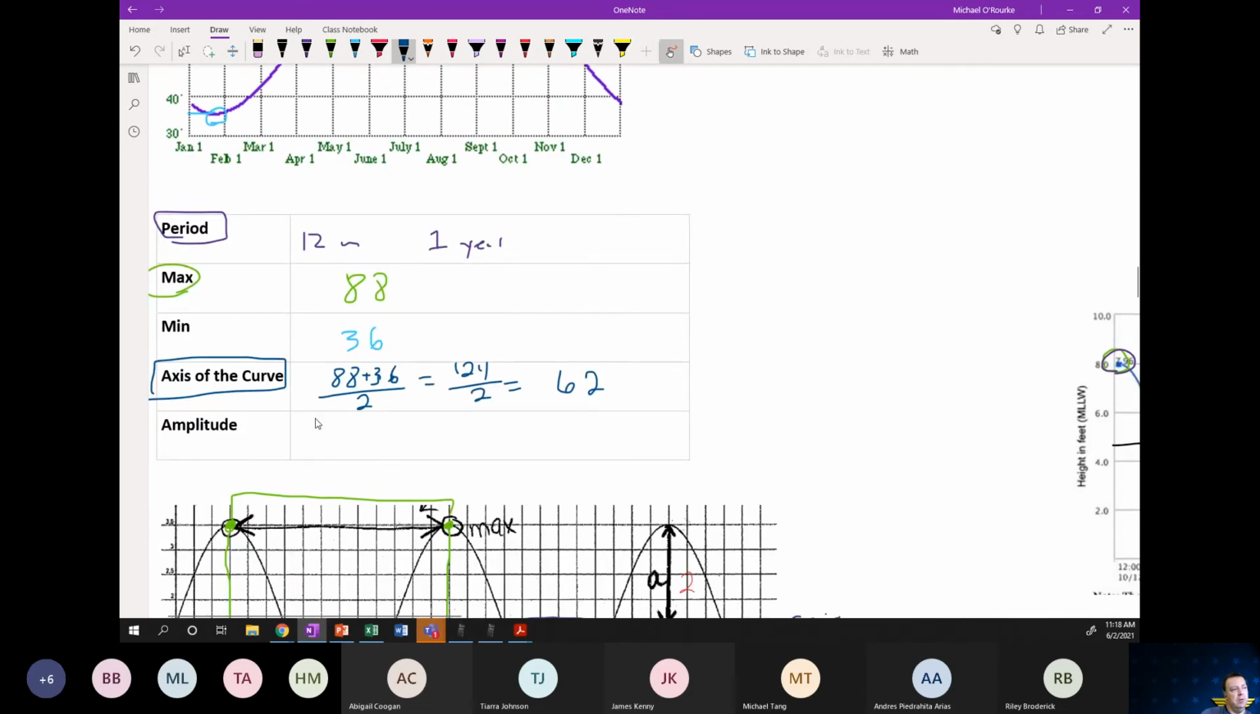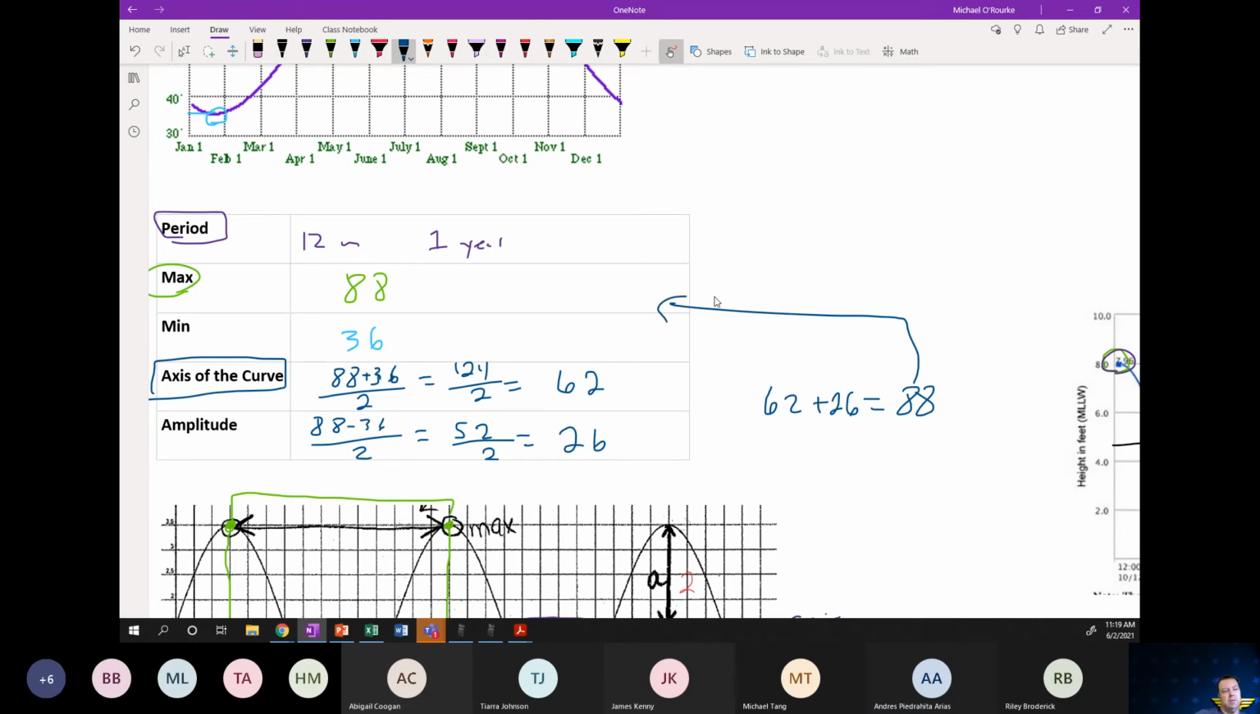And then my amplitude is 88 minus 36 divided by 2. That is 52, which equals 26. And I can check that real quick. I can go 62 plus 26. That equals 88. So I know that these two line up.